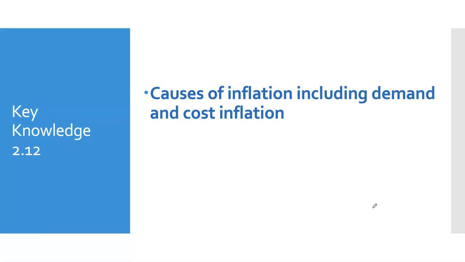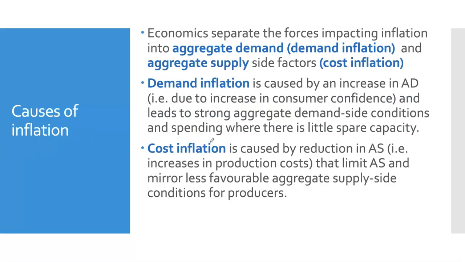Now let's think about the causes of inflation. And the causes of inflation can be split into two groups: demand inflation, so this is due to increases in aggregate demand, or cost inflation, and this is due to reductions in aggregate supply. So we're going back to our terms: aggregate demand, aggregate supply. Economists separate the forces impacting inflation into those that are impacting aggregate demand, like I mentioned, and we're going to call this demand inflation, and aggregate supply factors, cost inflation.